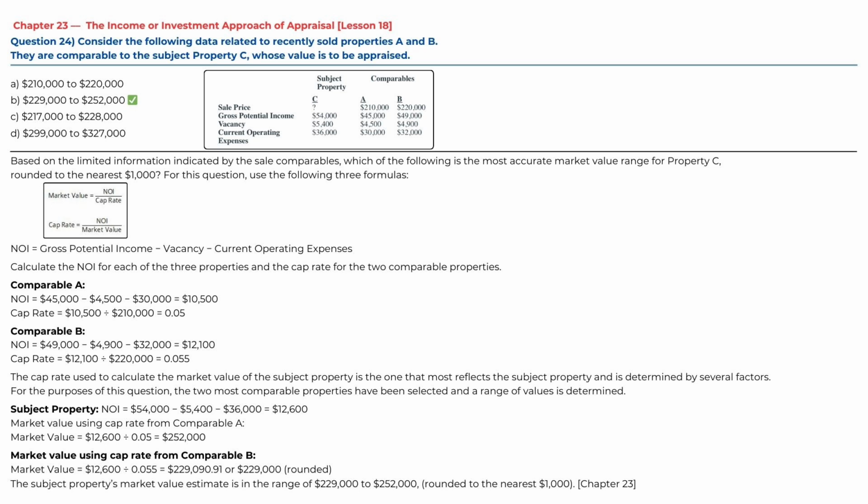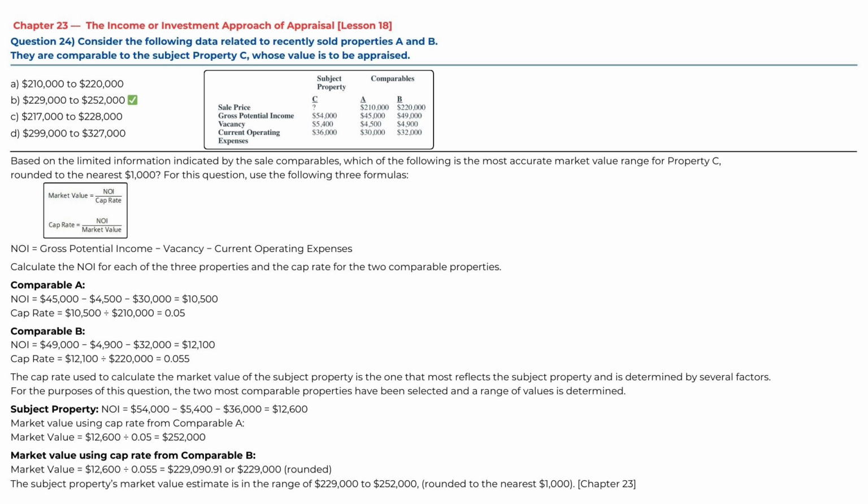Market value equals net operating income divided by cap rate. Cap rate equals net operating income divided by market value. NOI equals gross potential income minus vacancy minus current operating expenses. Calculate the net operating income for each of the three properties and the cap rate for the two comparable properties.